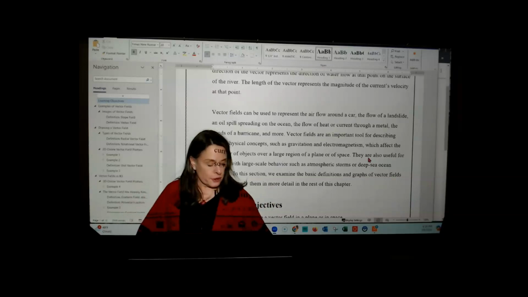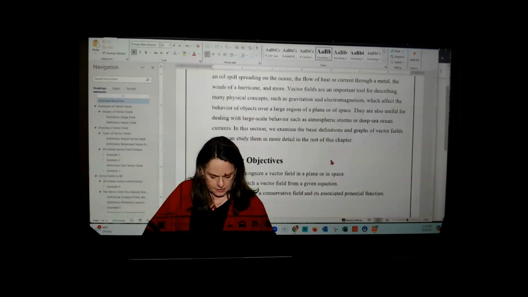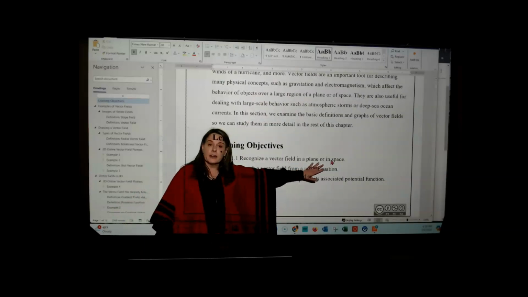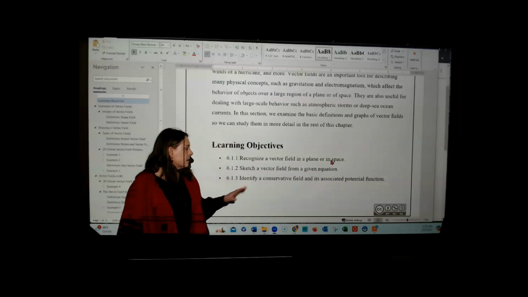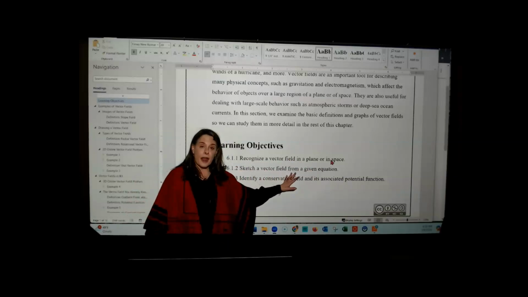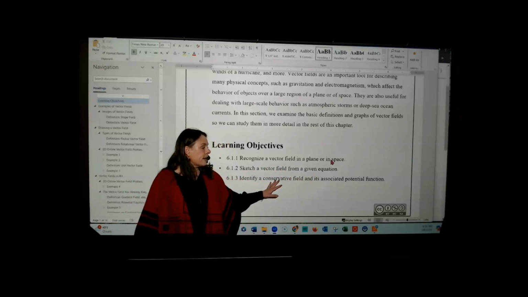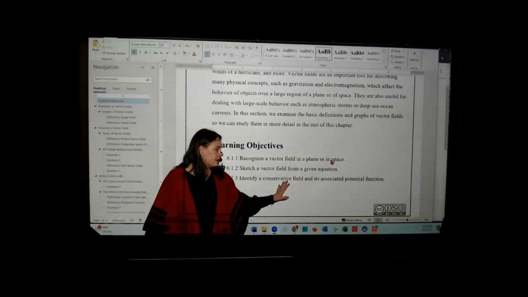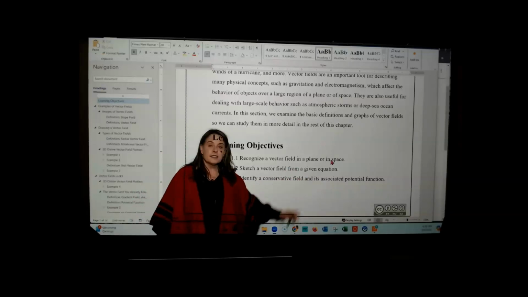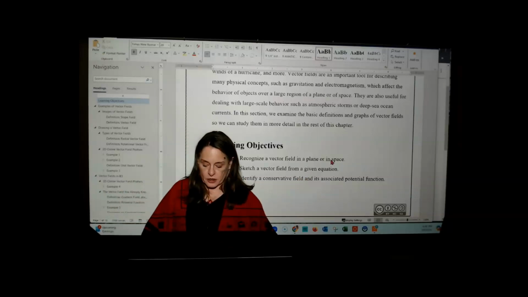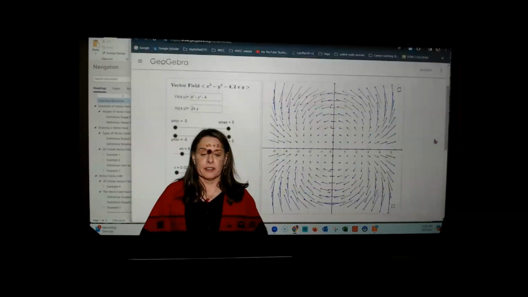We have a few learning objectives for this section. We're going to start by recognizing a vector field in the plane or in 3-dimensional space, learn how one would graph a vector field from a given equation, and identify what we mean by a conservative vector field and its associated potential function. Before we get started, let's take a look at an example of a 2-dimensional vector field.